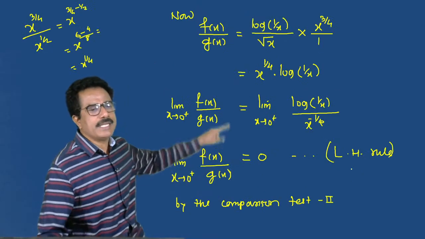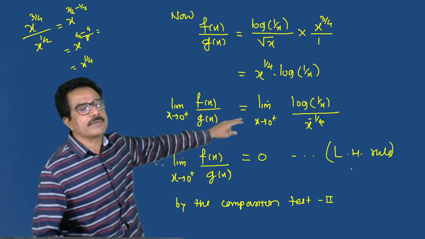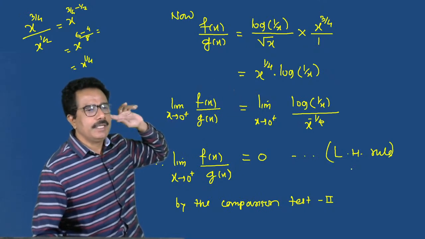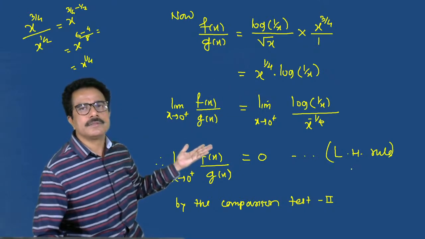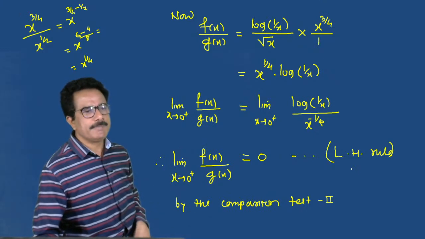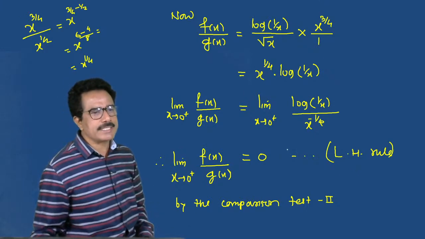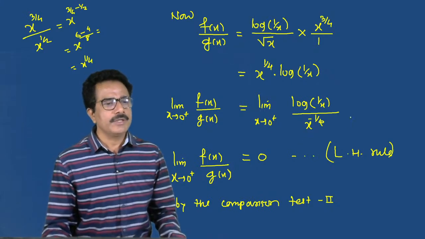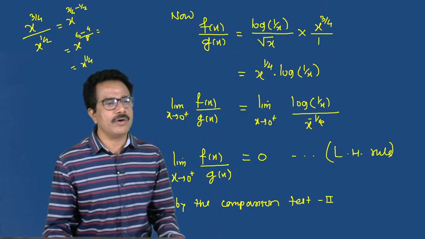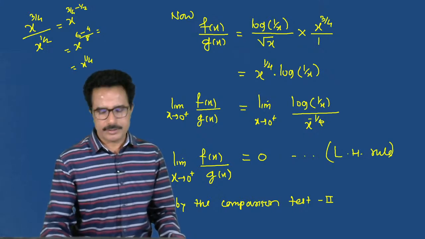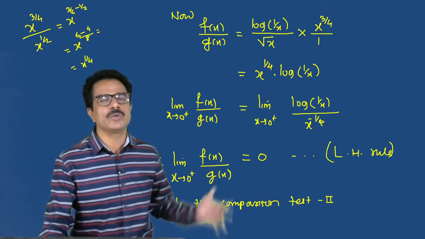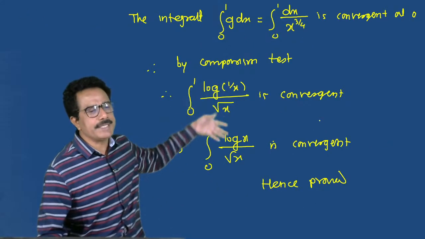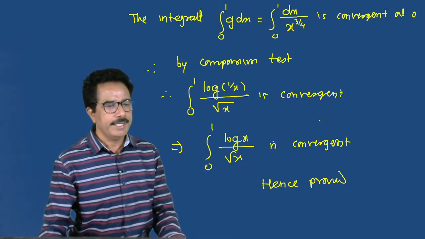अँड हेन्स प्रूव्ड. हे लक्षात ठेवा, एल हॉस्पिटल रूलनुसार हे लिमिट कॅल्क्युलेट करा. तुम्ही घरी करू शकतात, सॉल्व करू शकतात, काही अडचण नाही आहे. You can solve this. ओके. किंवा याला खाली लिहा, लॉग एक्स लिहा. एल हॉस्पिटल रूल तुम्हाला येतो, त्याच्यामुळे हे इंटिग्रल सॉल्व येतं. लिमिट एक्झिस्ट होतं आणि बाय कंपॅरिझन टेस्ट हे वापरू शकता. ओके. हेन्स प्रूव्ड.